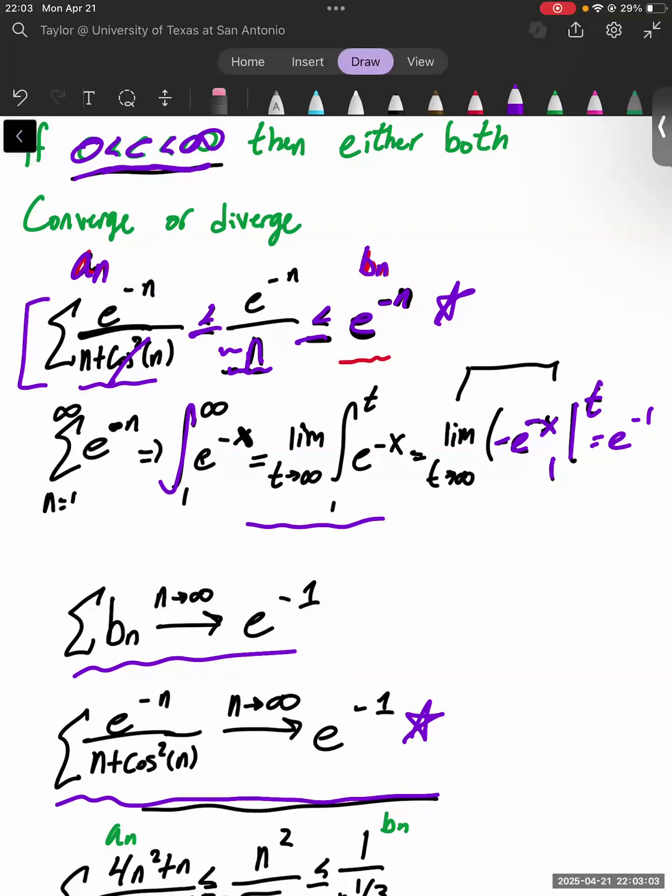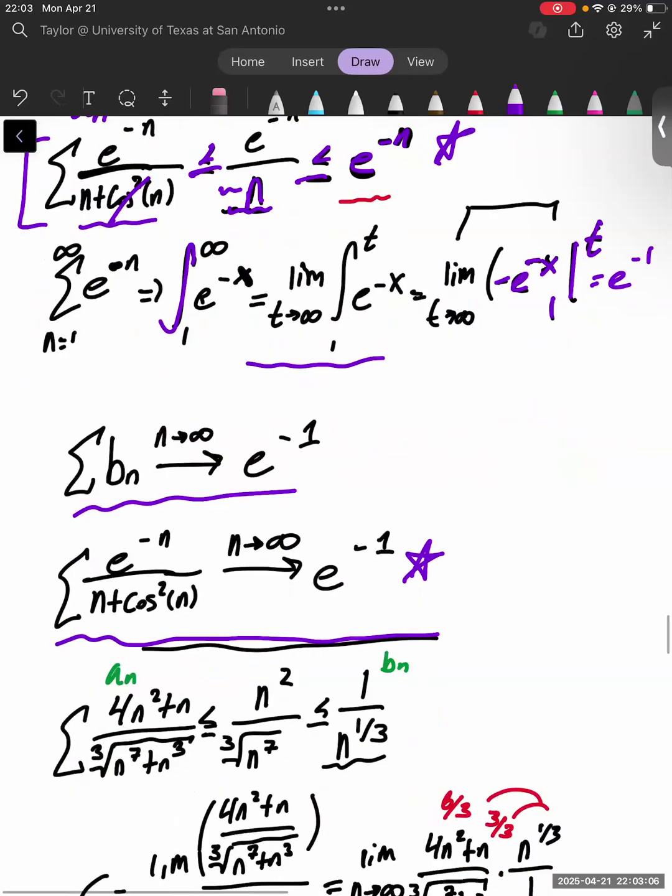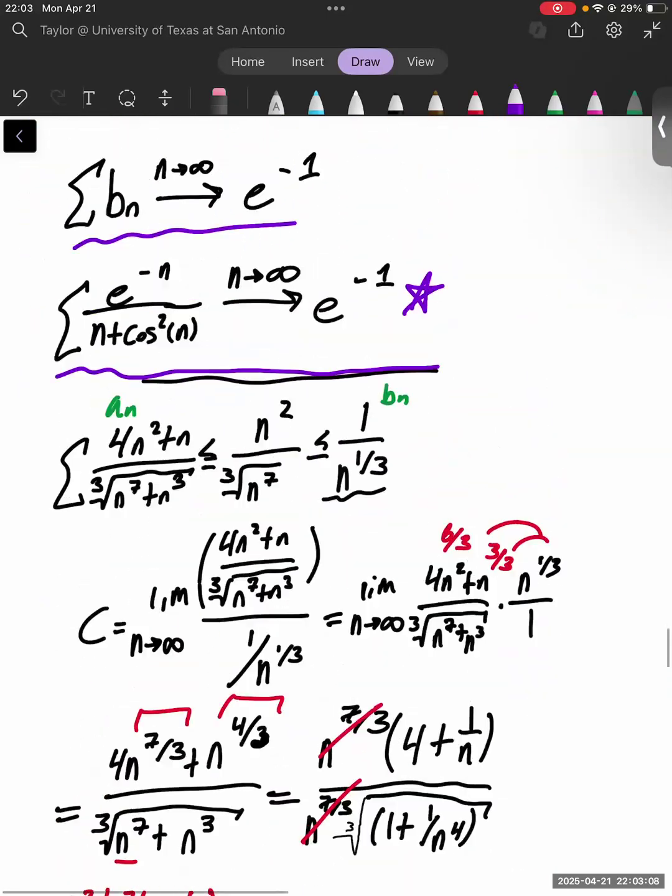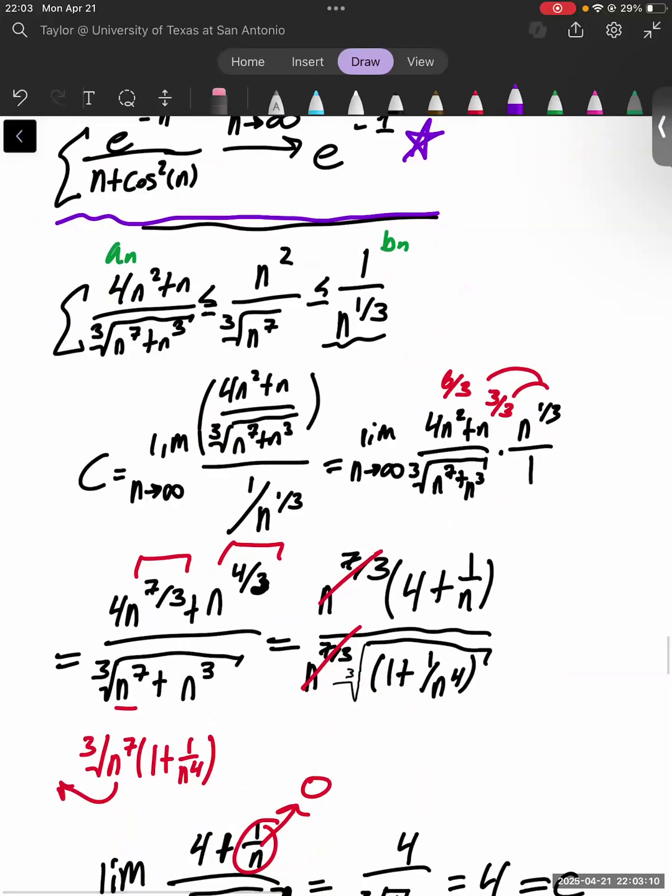All right. So the next little example, our original example here, 4n squared plus n over the cube root of n to the 7th plus n cubed. I need to find a function, bigger rather. So I'm just going to clean up that expression. I'm just going to drop the 4 and drop the n, leaving me with just the n squared. And then I'm just going to drop this n cubed term, leaving me with just n to the 7th.